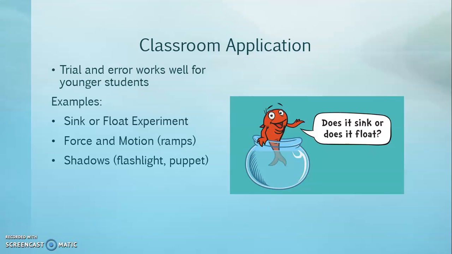Force and motion, making ramps, just see how fast you can make the ramp. And then in their later school years, they would learn how you can make the best ramp and why it works the way it does. Also shadows, a flashlight, and puppet shadows. So things like that. I thought of a lot of uses for that before there is a lot of knowledge about subjects. Young students are using trial and error.